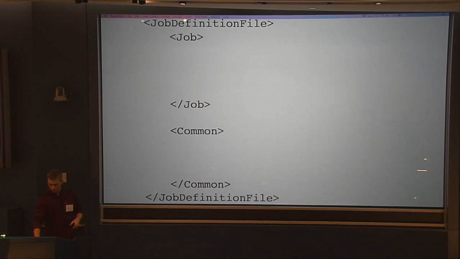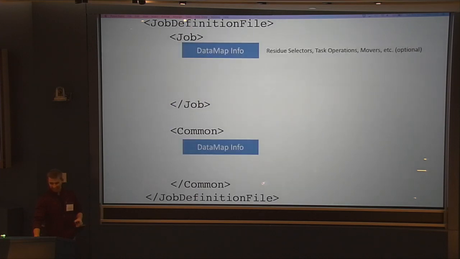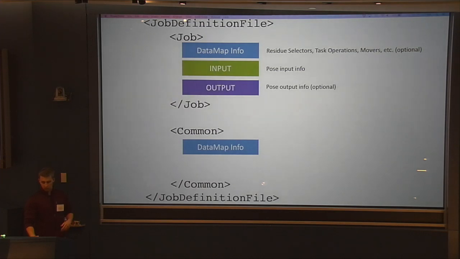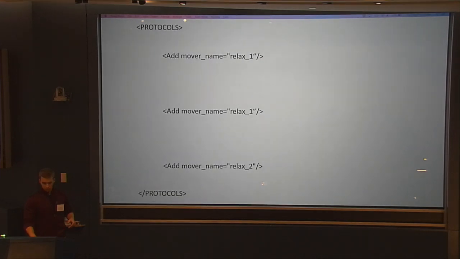To dive a little deeper, I'm calling data map info things like residue selectors, task operations, everything in Rosetta scripts except protocols, things that you define that you can call from movers. The movers are a part of this as well. Then job will have things like input and output. And then common, after all the movers, you have protocols. That's the part that has probably changed the most from normal Rosetta scripts. There's a little bit of foreshadowing white space here. But the add is still there. You can still call add. There's going to be a few more things.